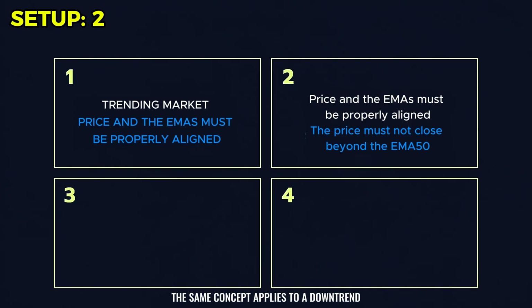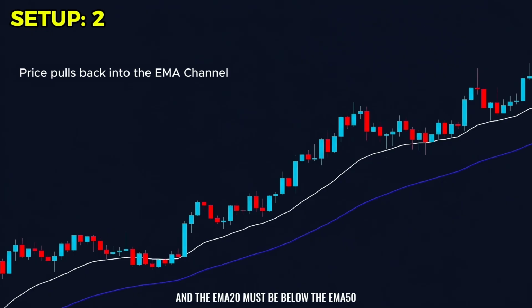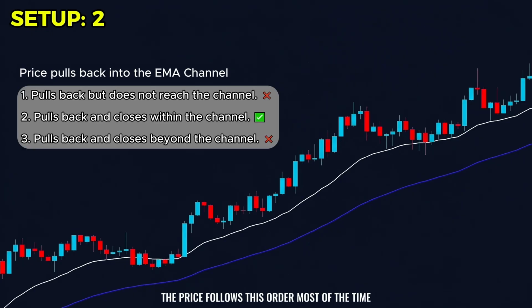The same concept applies to a downtrend. The price must be below the EMA 20, and the EMA 20 must be below the EMA 50. As shown in this example, the price follows this order most of the time. Just like in an uptrend, the EMA lines must also have a clear slope. In this case, the overall market is in a downtrend, so the slope is negative, like walking downhill.